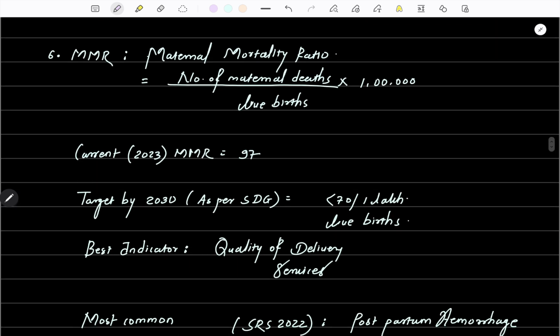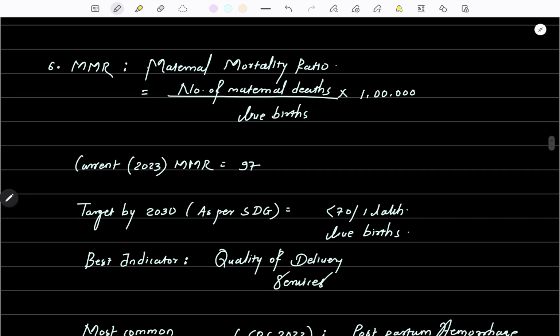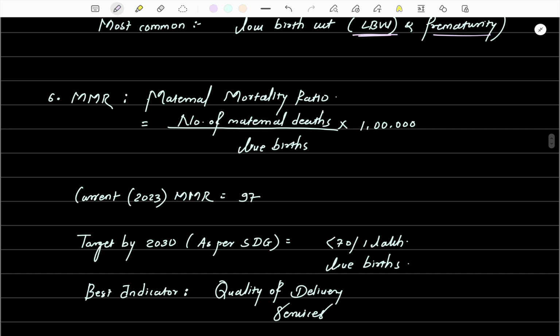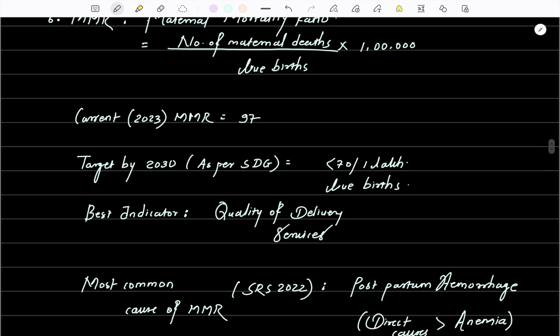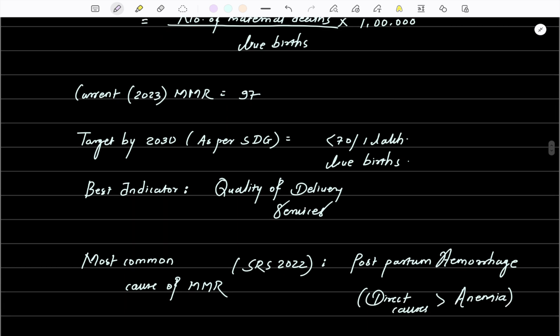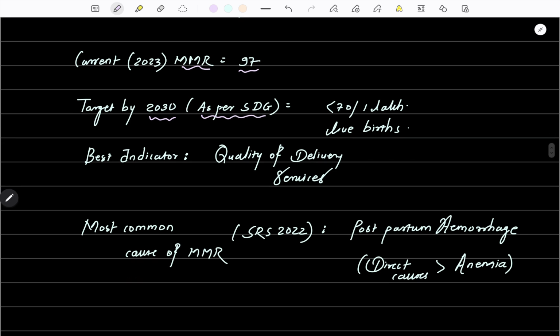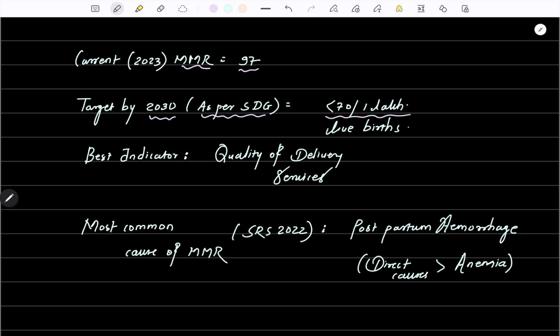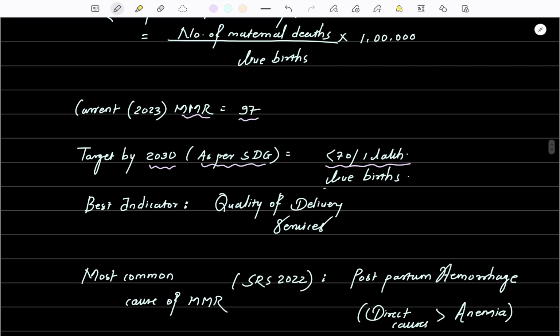Okay, fine. Then the sixth formula is maternal mortality ratio. Maternal mortality rate and maternal mortality ratio are two different things. The formula for this is the number of maternal deaths upon live births into 1 lakh. The current maternal mortality ratio is 97. The target by 2030 as per Sustainable Development Goal is less than 70 per 1 lakh live births, that is, less than 70 mothers per 1 lakh live births.